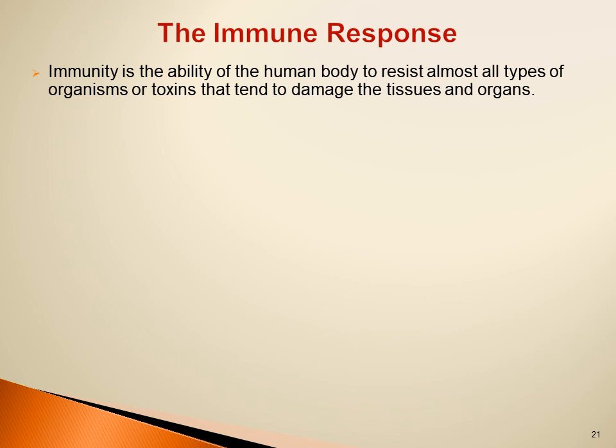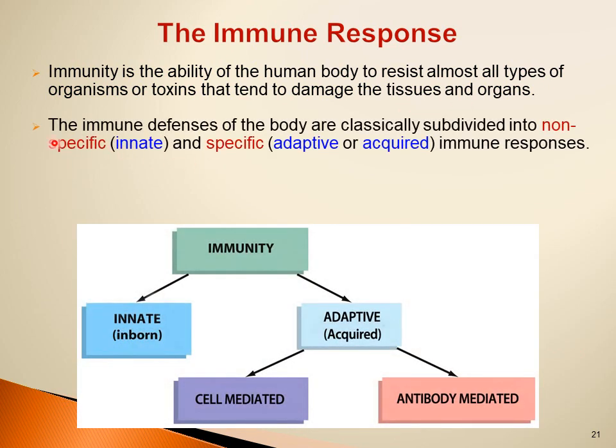The immune response or immunity is the ability of the human body to resist almost all types of organisms or toxins that tend to damage the tissues and organs. We have two types of immune defenses. So the immune defenses of the body are classically subdivided into non-specific or innate immune response and specific, also called adaptive or acquired immune responses. As we can see here, immunity is subdivided into innate or inborn immune response and adaptive or acquired immune response.